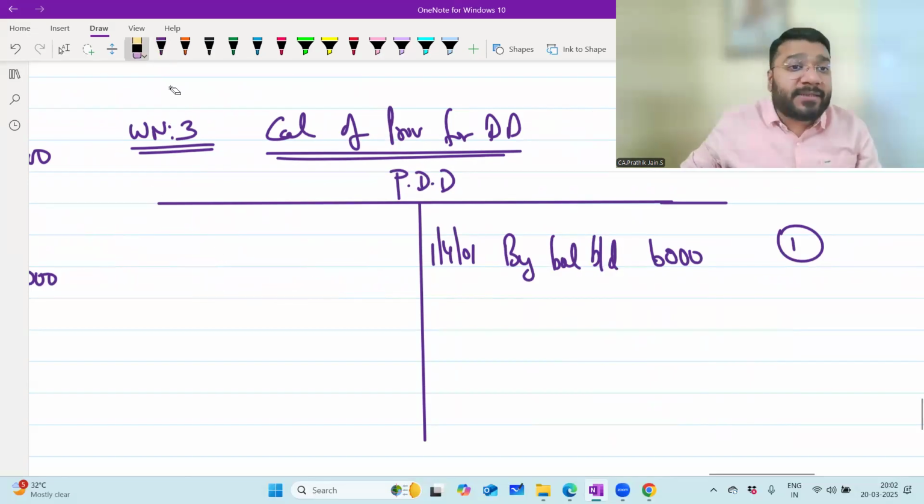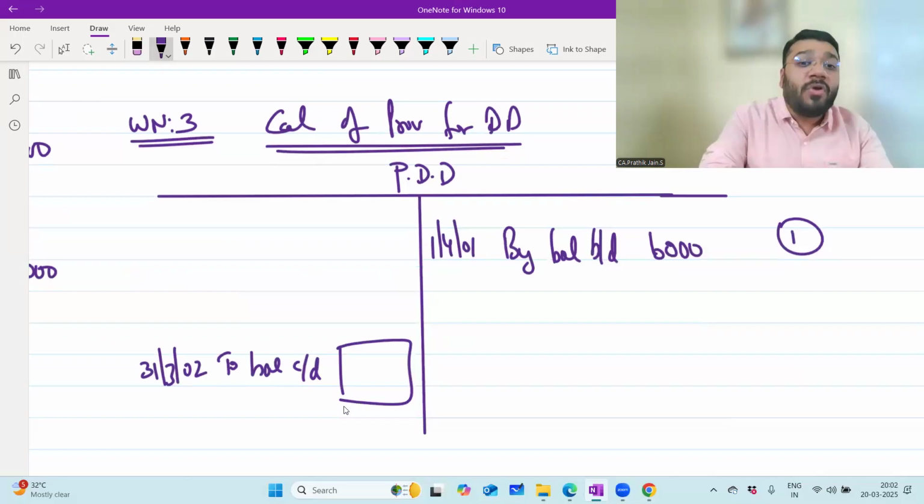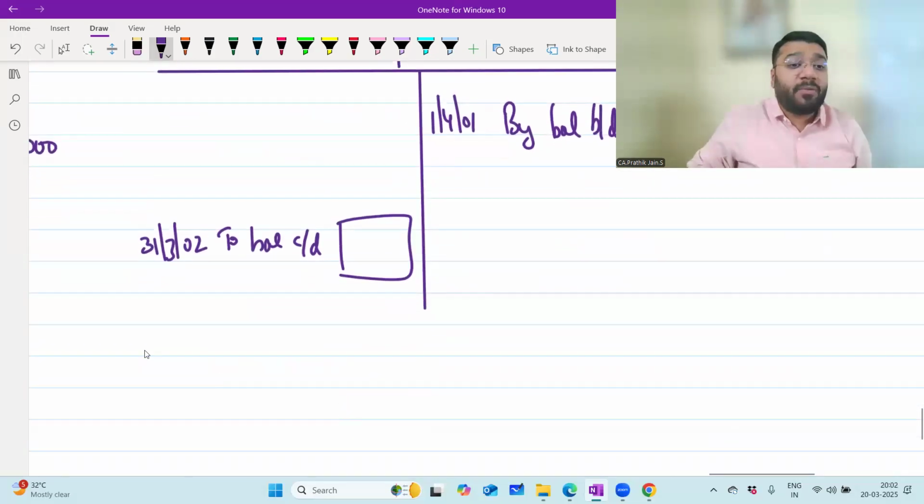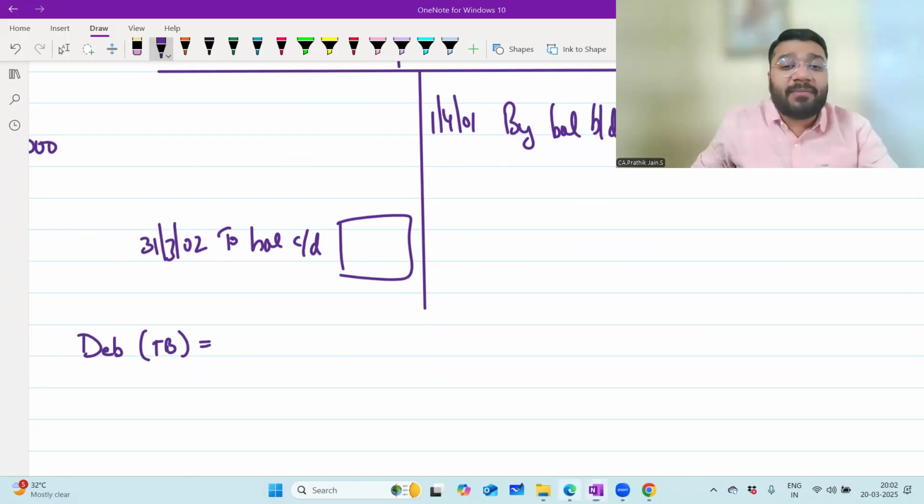So what is the next step? Calculation of balance carried down on 31/3/2002. This we have to calculate. For that, I told you some steps. What step? Debtor, that is coming from the trial balance. What is the debtor in the trial balance?